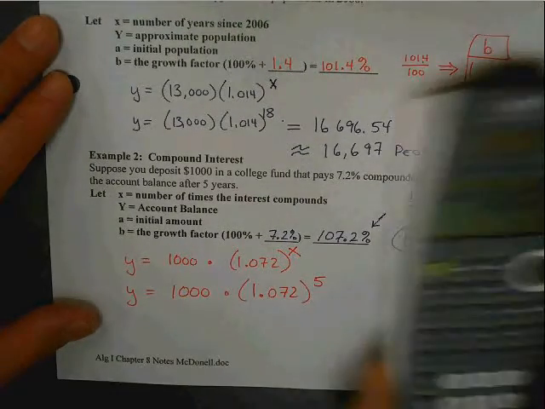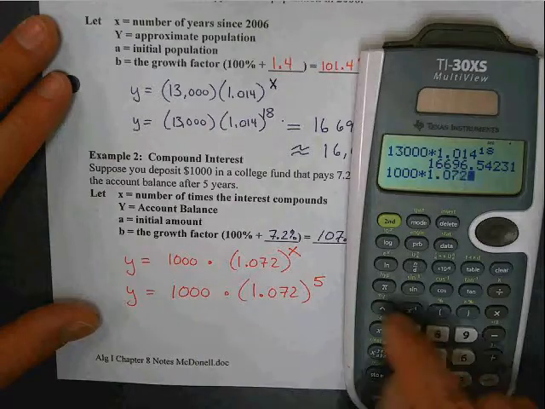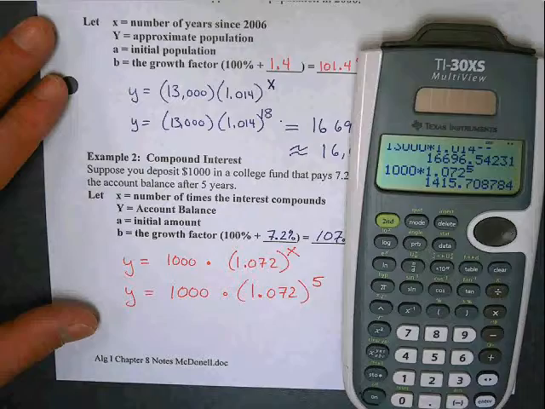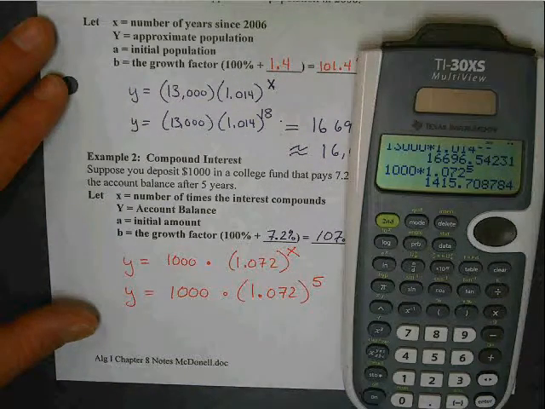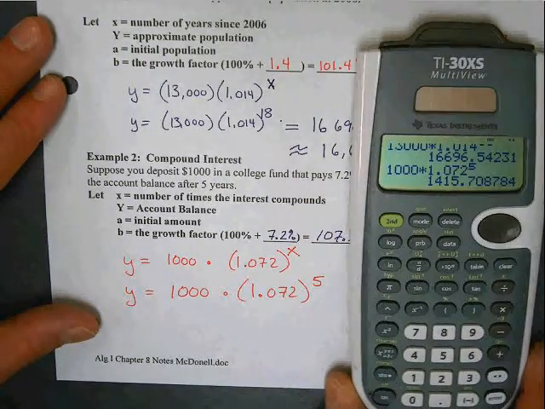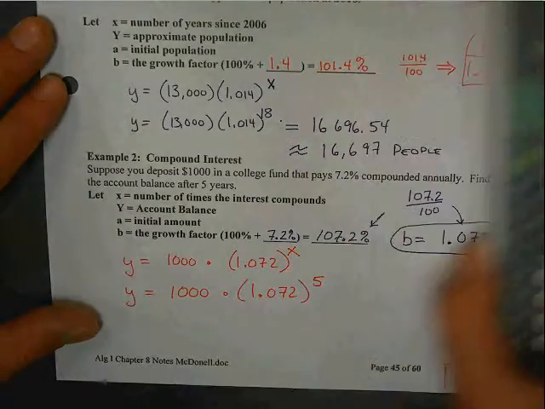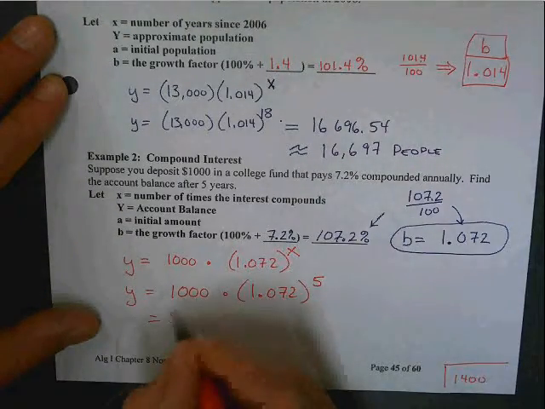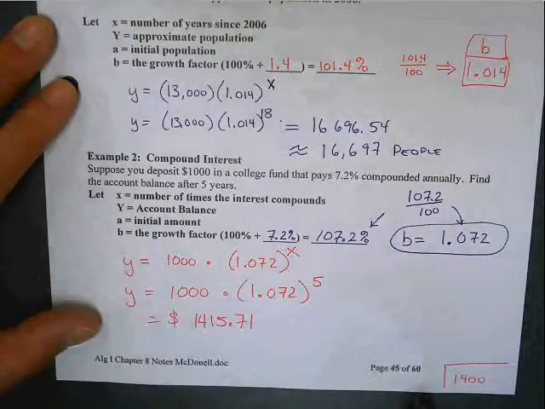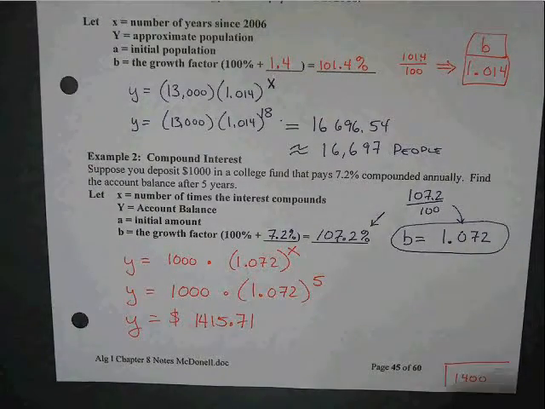All right, here we go. Plug it in. 1,000 times 1.072 raised to the power of 5. I said 1420. Nice. 1415.71, right? Because we want to do this to the nearest cent. So, how much money do we have? 1415.71. Are the dollar signs important?